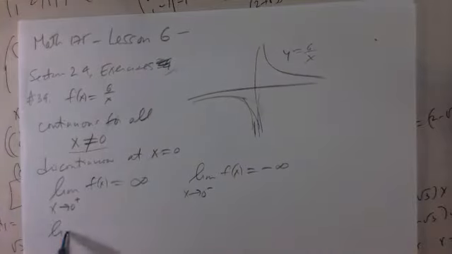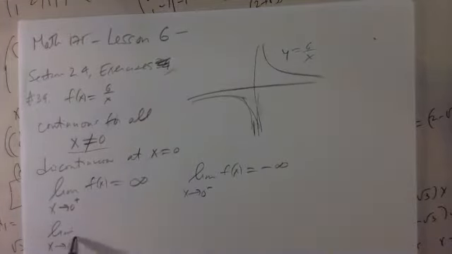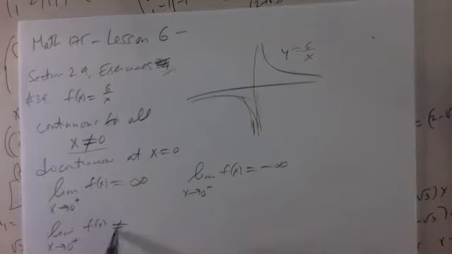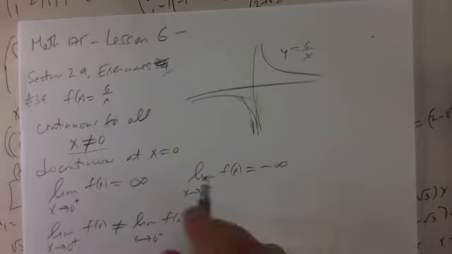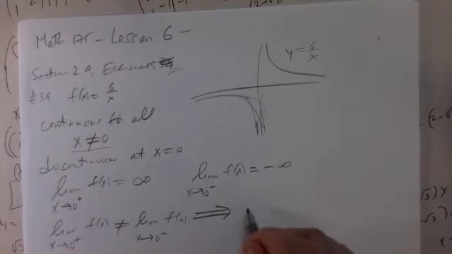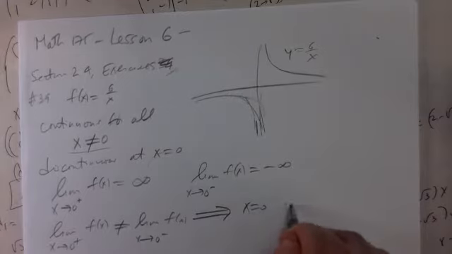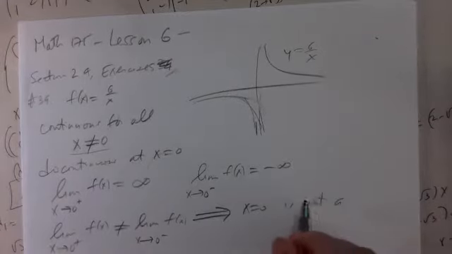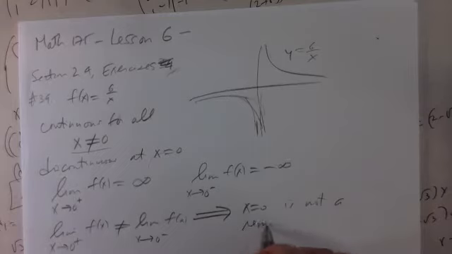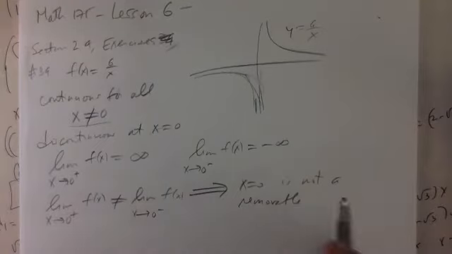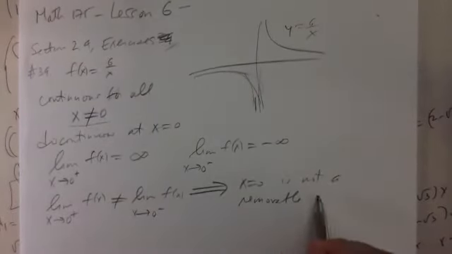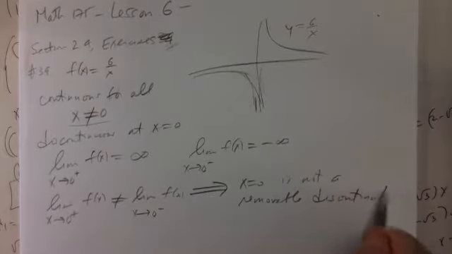And because the limit from the right is not equal to the limit from the left, even though they both exist, this implies x equals 0 is not a removable discontinuity. A discontinuity is removable if you could redefine the function at the point and get a continuous function. So x equals 0 is not a removable discontinuity.